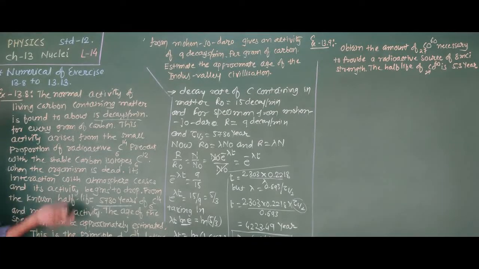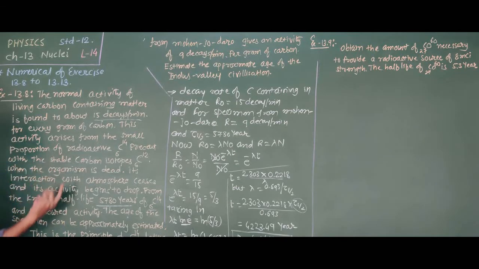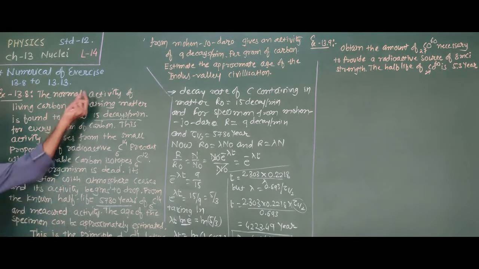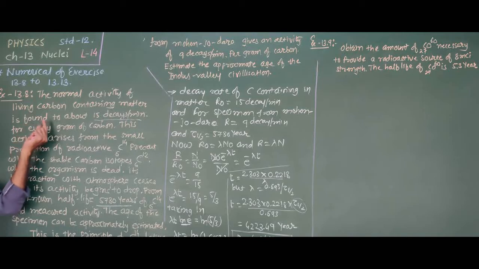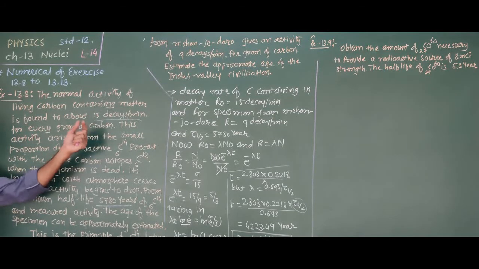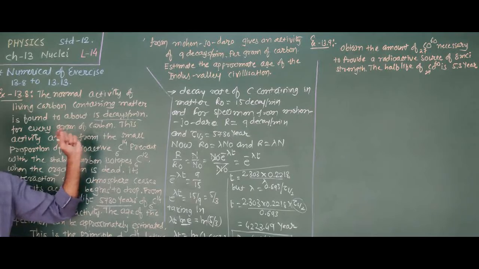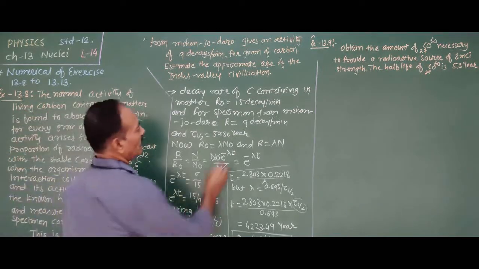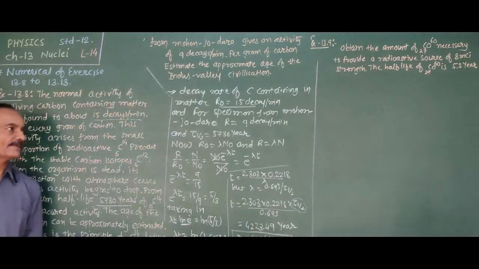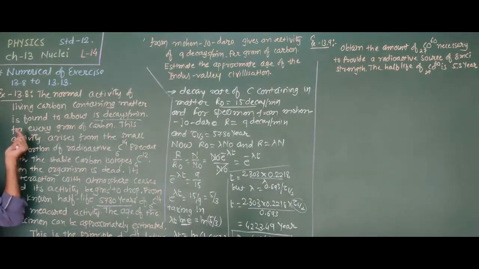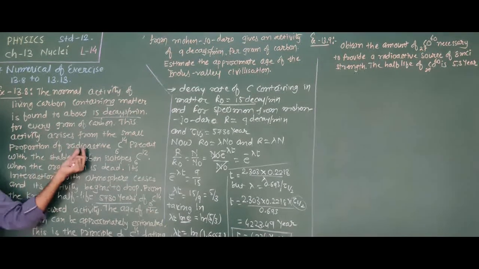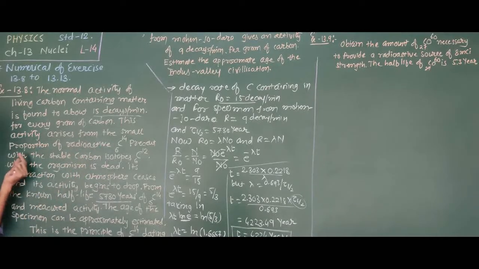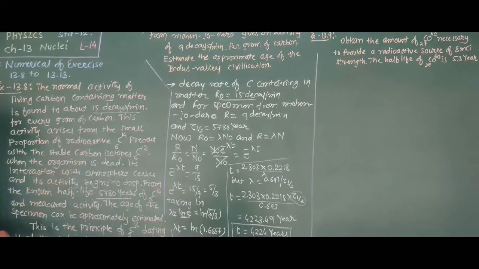Now let us go through the numerical statement. Here the question is quite lengthy, so we generally leave it. But actually, in the numerical, the normal activity of living carbon-containing matter is found to be 15 decays per minute. So the initial activity of a carbon specimen is given, denoted by R0 is equal to 15 decays per minute, for every gram of carbon. This activity arises from the small proportion of radioactive carbon C-14 present with the stable carbon isotope C-12.